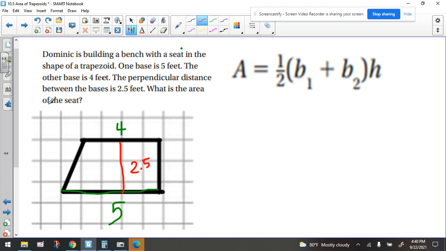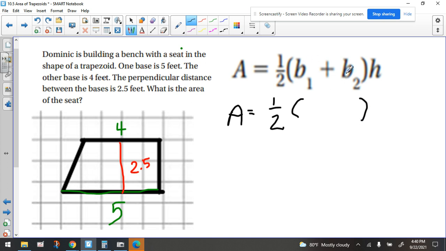What is the area of the seat? We just need to plug these numbers into the formula. Step 1, write the formula down on your sheet of notebook paper. Step 2 is we'll substitute in the values. So what's the constant? The half is the constant.